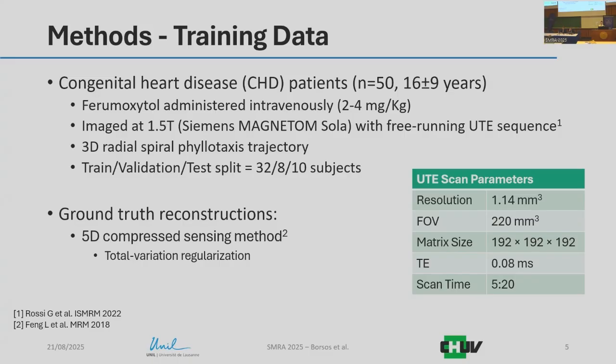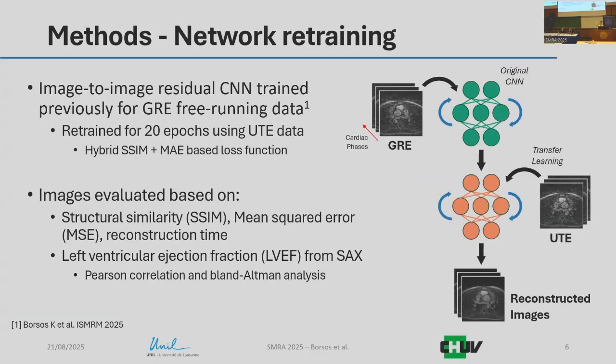And because we want to train our model in a supervised fashion, that requires some reference or target images. And for this, because fully sampled data is practically infeasible to acquire, we're using the 5D compressed sensing images that we have, which are reconstructed with total variation regularization. So these are the images that we treat as a target when we go to train. The network that we're working with is an image-to-image based residual convolutional neural network.